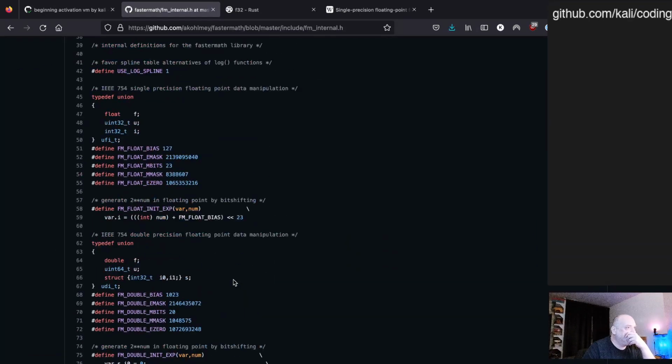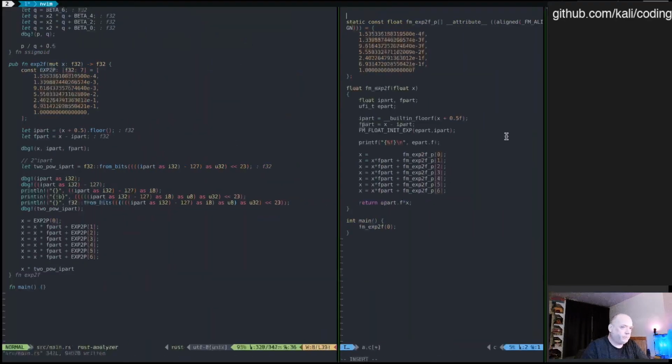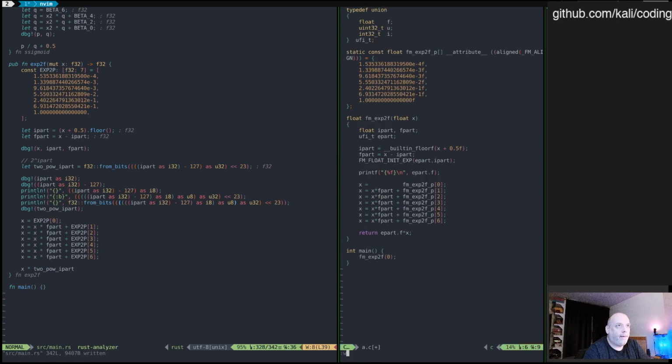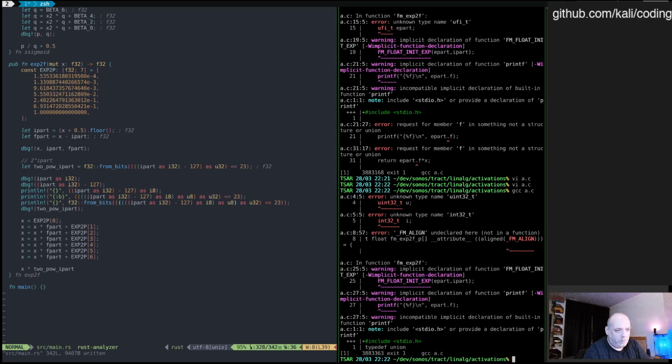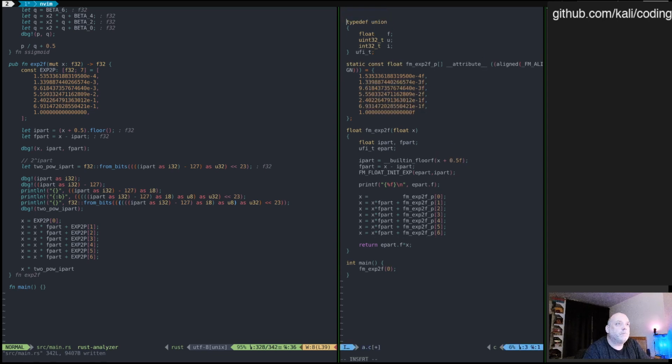So I'm looking at the union. Here we go. That's the union. UFET, yeah. We need standard types, and we need print, stdio.h, and we need the standard types. I never remember where they are. C types.